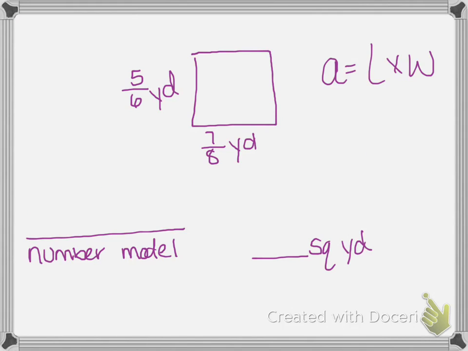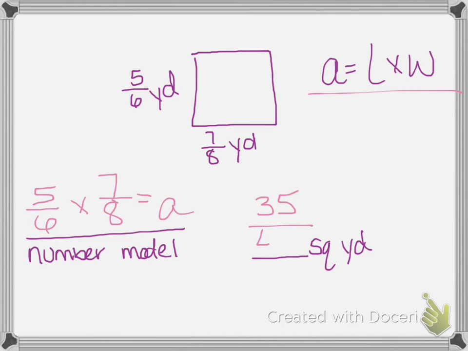Number 4 says the rectangle below is a model of Gary's garden. What is the area of his garden? So again, area is length times width. So my number model would be 5/6 times 7/8 equals A for area. Then to actually solve, 5 times 7 is 35. 6 times 8 is 48. So the answer is 35/48 square yards.